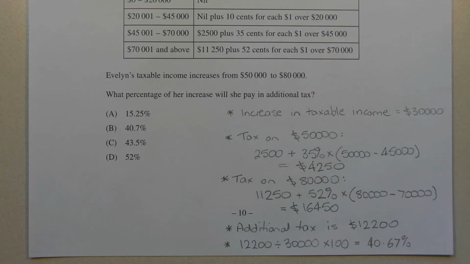So the final step is to find the percentage of her increase that she'll pay in additional tax. And that's found by taking this value here, 12,200, dividing that by 30,000, which is the additional taxable income, multiplying that by 100 to convert it into a percentage, and we get around 40.67%, which rounds to 40.7% correct to one decimal place. Therefore, the answer is option B.